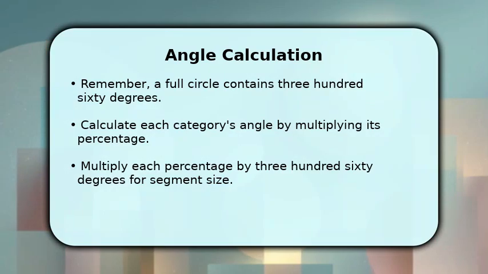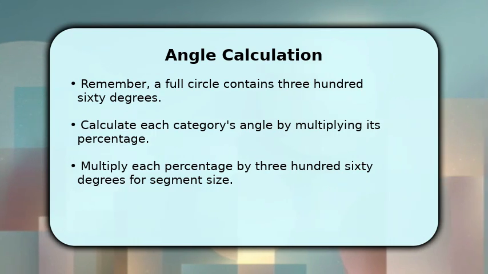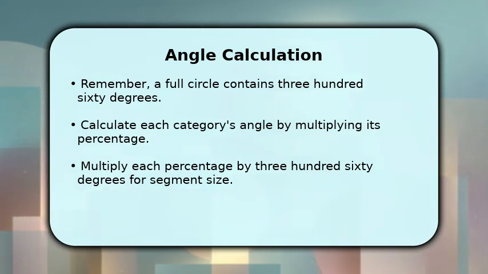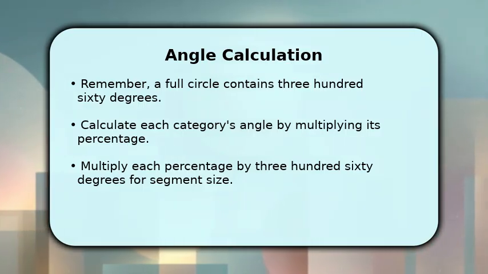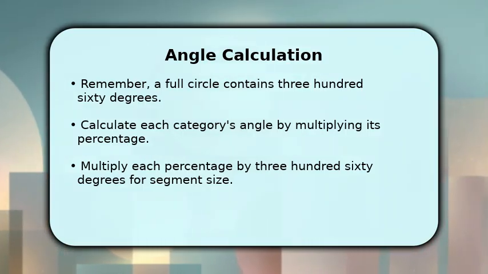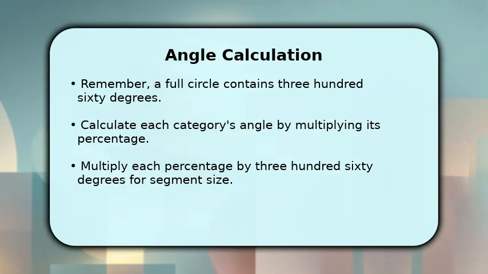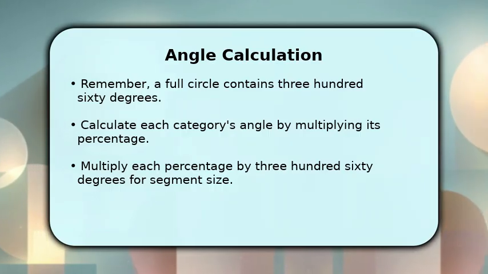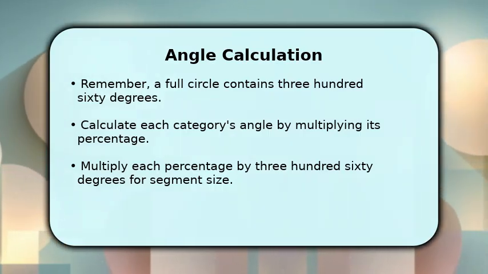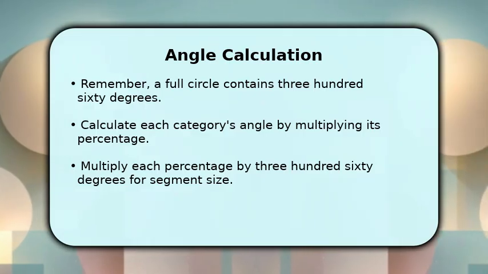representation. Next, we calculate the angle for each segment. A complete circle always measures 360 degrees. To find the angle for each category, simply multiply its percentage by 360. For example, if a category is 25%, its angle will be 90 degrees. This step translates your proportional data into measurable segments for drawing.